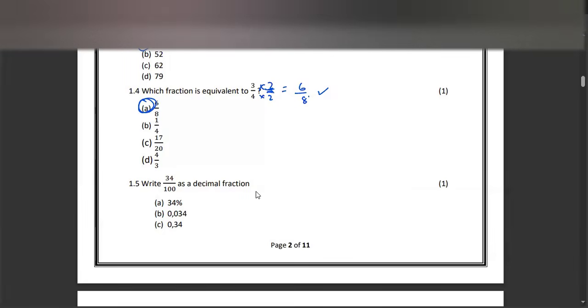Then write 34/100 as a decimal. So what we know is that every number is a decimal. Okay, every number is a decimal. That's why we call it a decimal system. So the comma will be at the end if you don't see it at all. When we cross this 0, the comma will move 1 step to the left. Cross this 0, the comma moves to the left again. So meaning that the comma is before 3. So 0.34 is our decimal, which is option C.